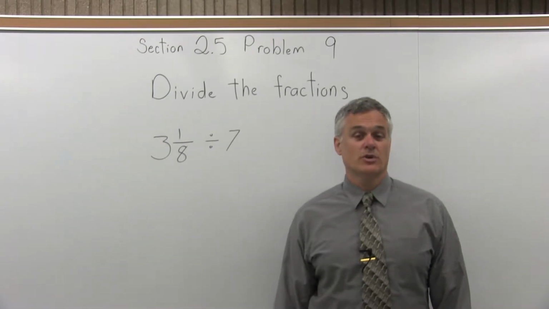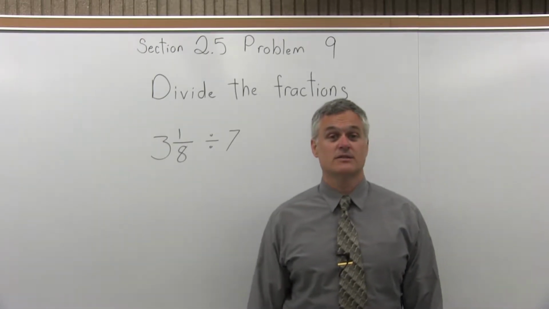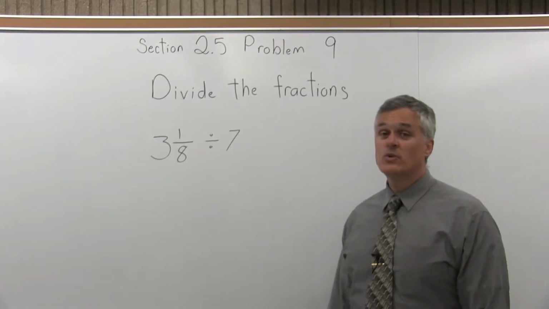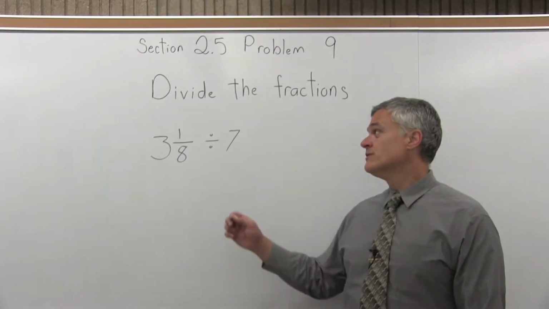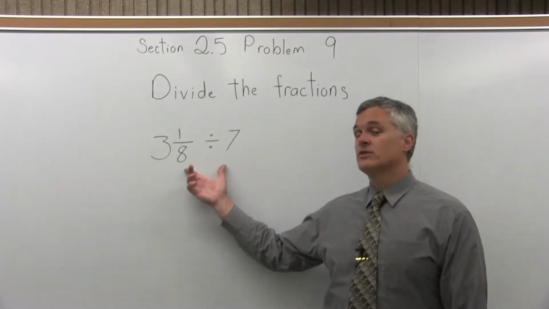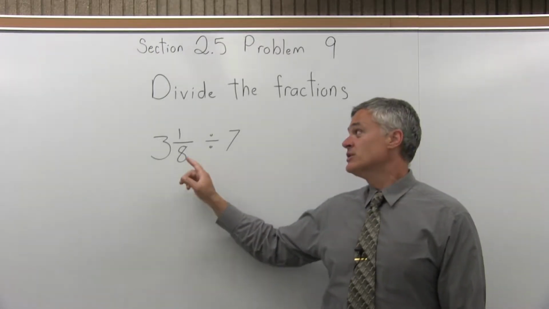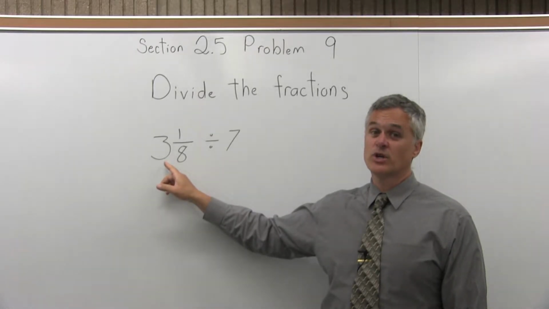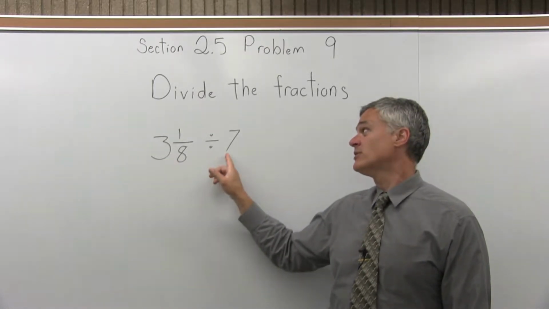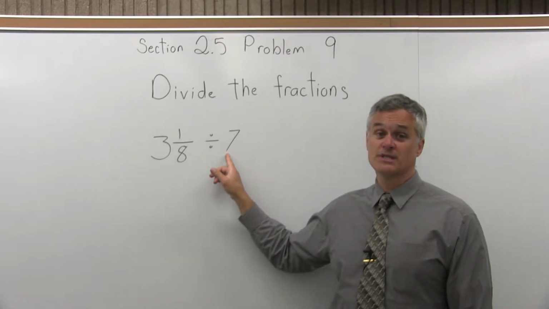This is Section 2.5, Problem 9. It says divide the fractions 3 1/8 divided by 7. So in order to do a division, I want both values written as a fraction, and just a fraction, not a mixed number. So the 3 1/8, I want to have just a numerator and a denominator. And I want to have a numerator and a denominator also for the 7.